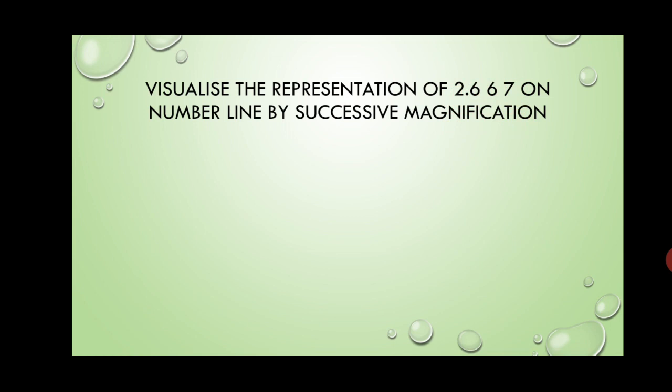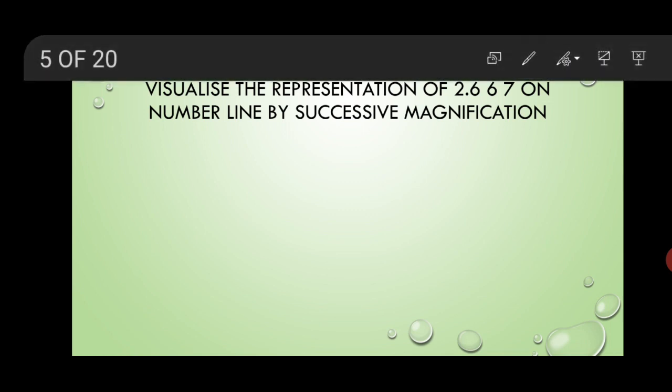Before you start, you will need pencil and scale. First, be ready with your pencil and scale. Now, once again, read the number 2.667, or 2 point something. After the decimal point, how many digits are here? Yes, there are 3 digits. So, we require 3 number lines. First, draw 3 number lines using scale and pencil.